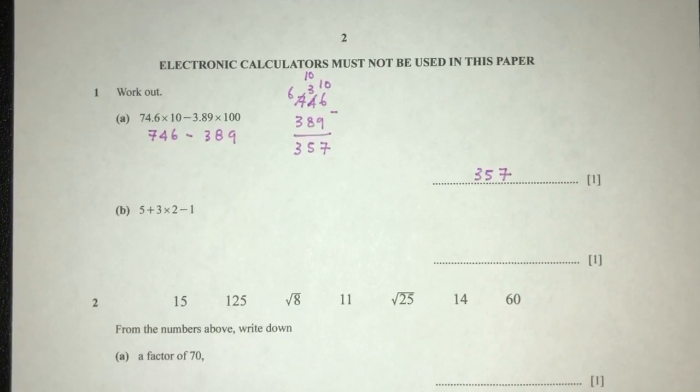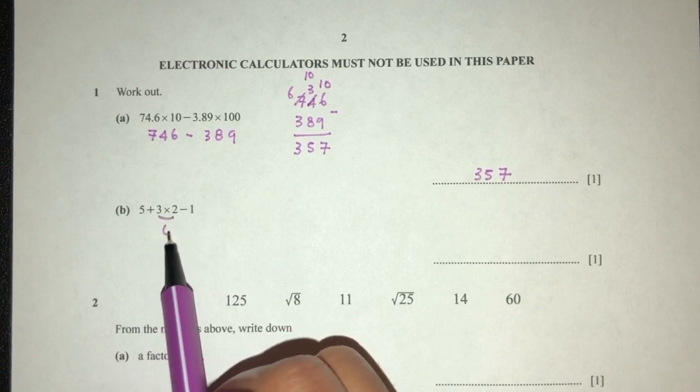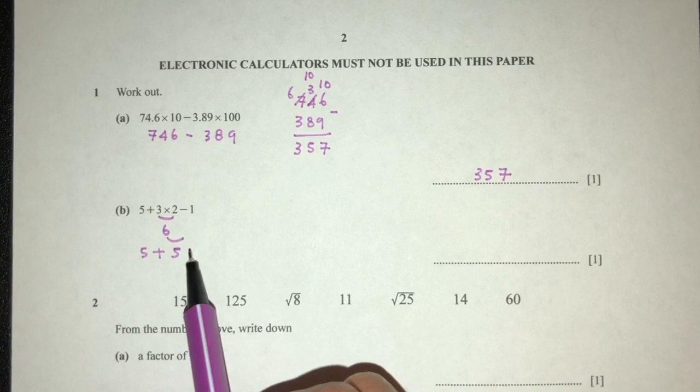Now for part B, again using BODMAS, we have to first do the multiplication. That will be 6. Then minus, that will be 5. 5 plus 5 will be 10.